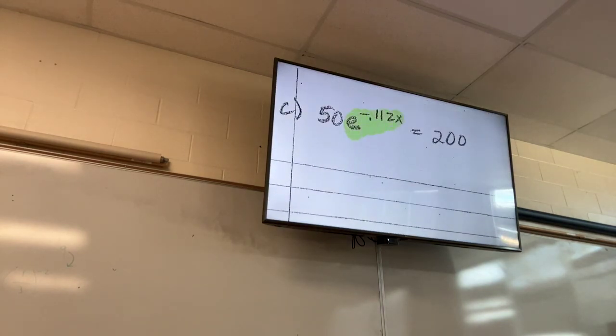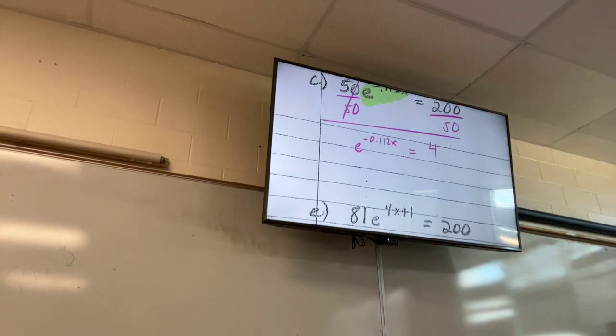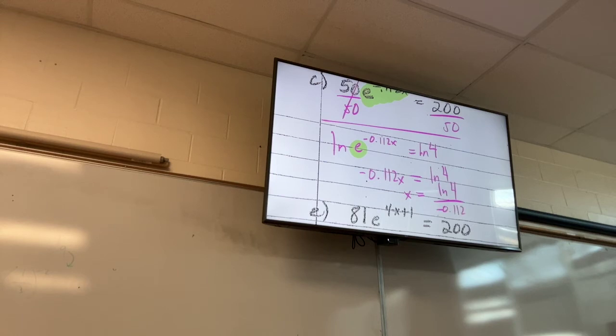Here, same thing. We want to get just the exponent part by itself. So we divide both sides by 50. Okay. Now I do what to both sides to break that x out of my exponential? We'll take the log, right? What's the base of my log? It's the same as this base here. So I'm going to do ln of both sides. So I get negative 0.112x equals ln 4, or x equals ln 4 over negative 0.112. Okay, are you guys okay doing that in your calculator?